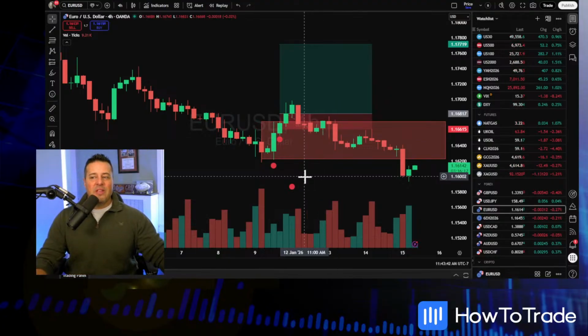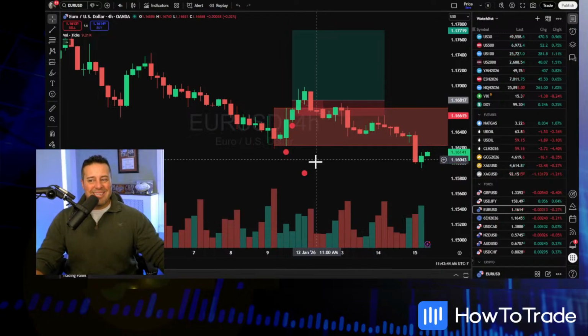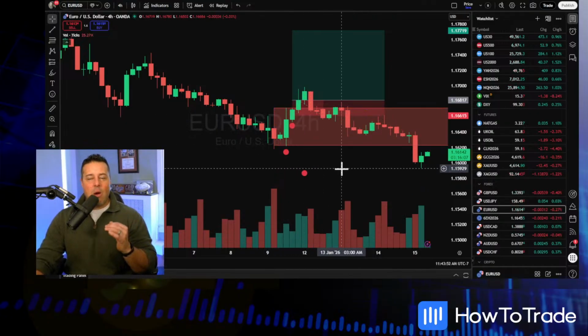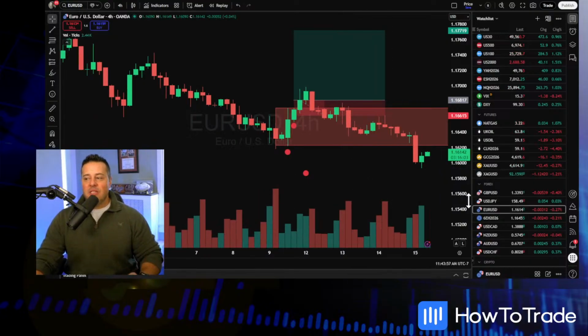So the keys to building these orbs with any sort of consistency, this Forex orb: weekly open, first 4-hour candle, second 4-hour candle. That gives you an 8-hour range to work with. That's pretty solid. All right, let's go ahead and see what happened.